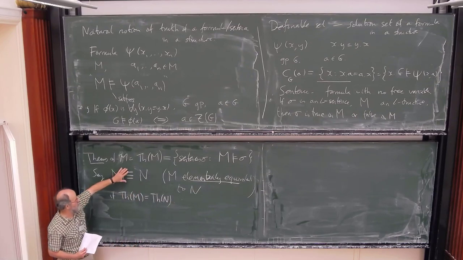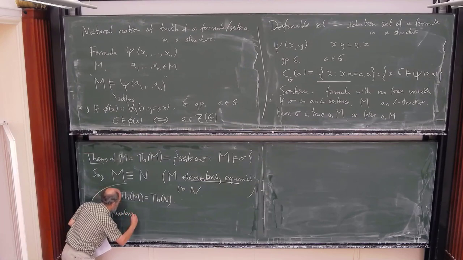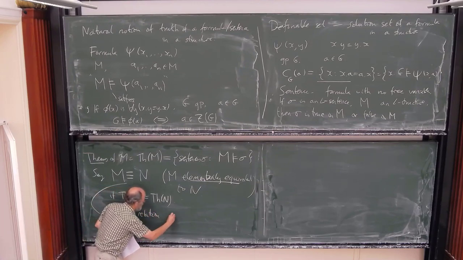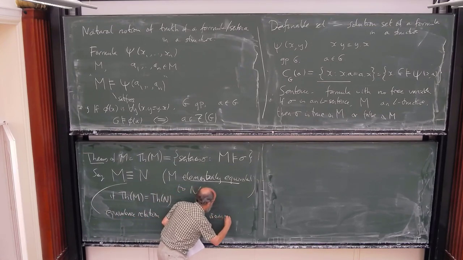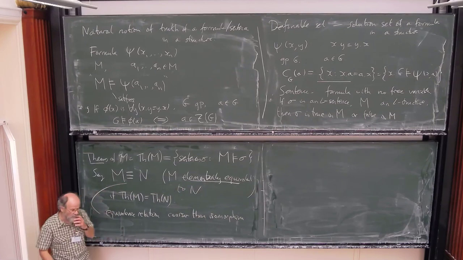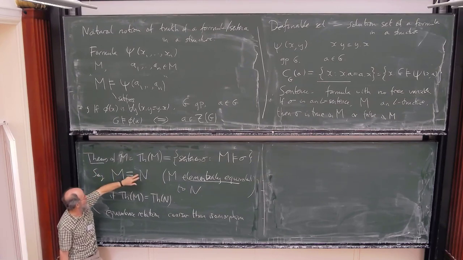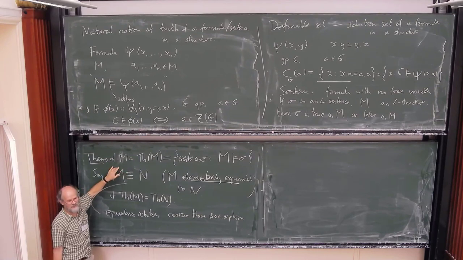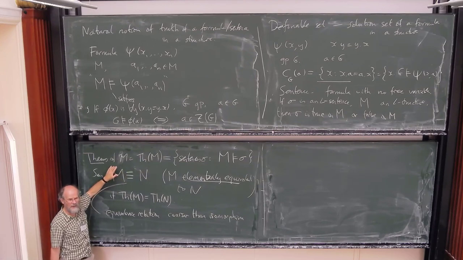This gives you an equivalence relation on the L-structures, which will be coarser than isomorphism. So typically, if M is infinite and the language is countable, then there will be N elementarily equivalent to M of all infinite cardinals. These are the Löwenheim-Skolem theorems. So you get models of different cardinalities. They couldn't be isomorphic, but they are elementarily equivalent.